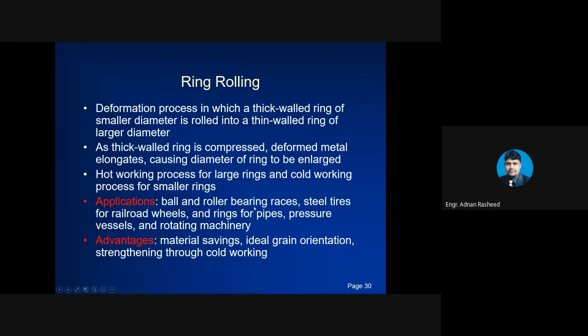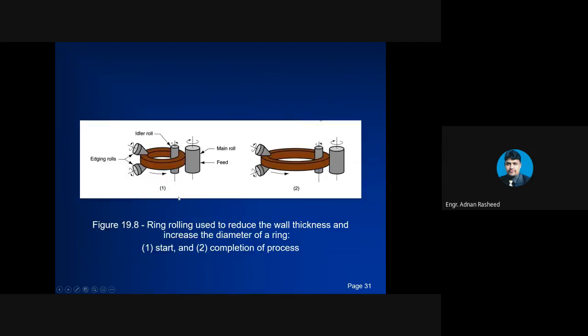Ball and roller bearing races. By races, you know, the inner geometry of ball or roller bearings. Also steel tires for railroads, and wheels and rings for pipes, pressure vessels, and rotating machinery. The advantages of ring rolling are material saving, ideal grain orientation, and strengthening due to cold working operations. You can see this is an example of ring rolling. This is a smaller diameter, and with the help of the ring roller, you have reduced the thickness as well as increased the diameter of the ring.